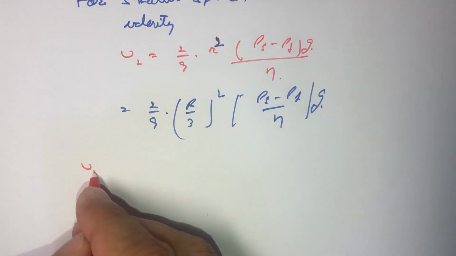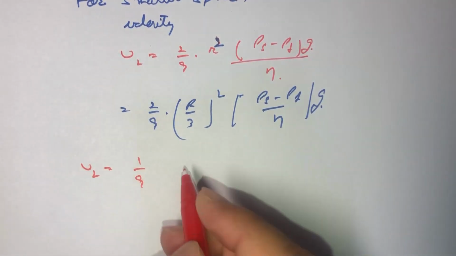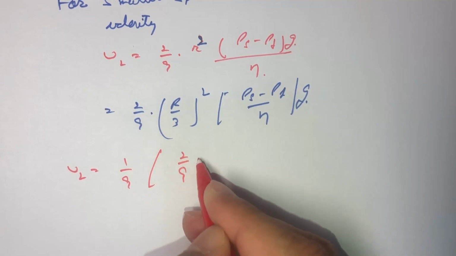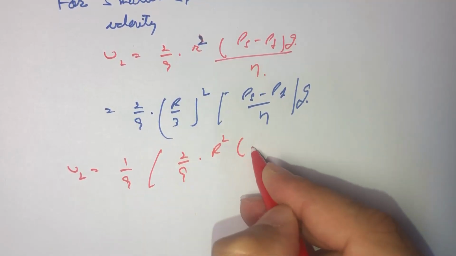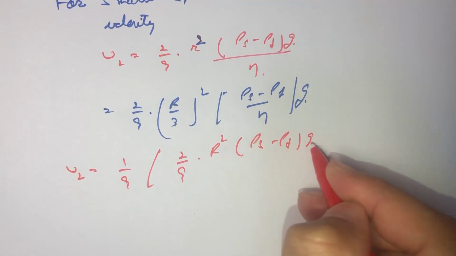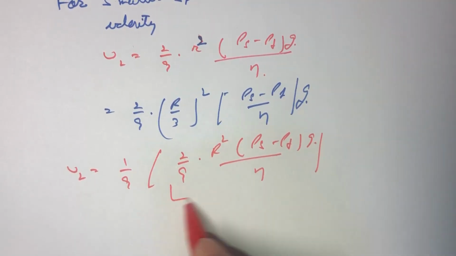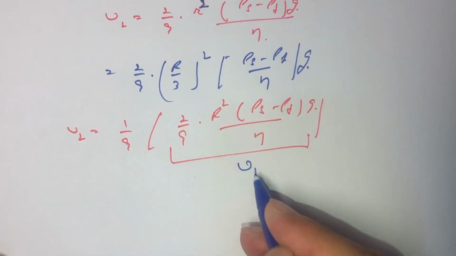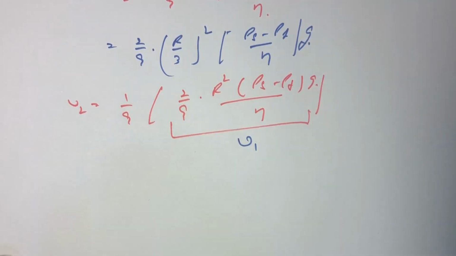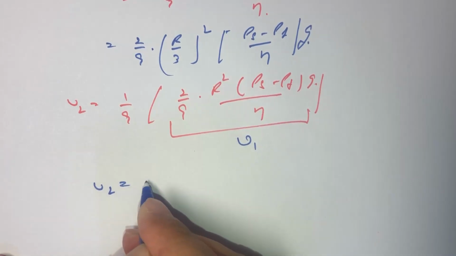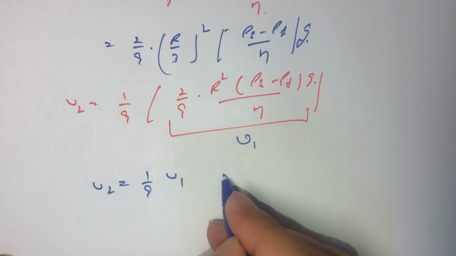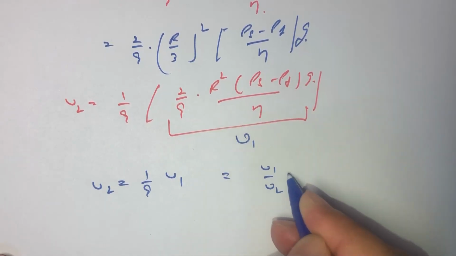So we get v2 will be equal to 1 upon 9. We can combine the rest of the things, that is 2 by 9 multiplied by R square (rho s minus rho f) g upon nu, and this entire term is our v1. So therefore we get v2 is equal to 1 by 9 times v1, and we have to find the ratio of v1 by v2. So from here we can say v1 by v2 is equal to 9.